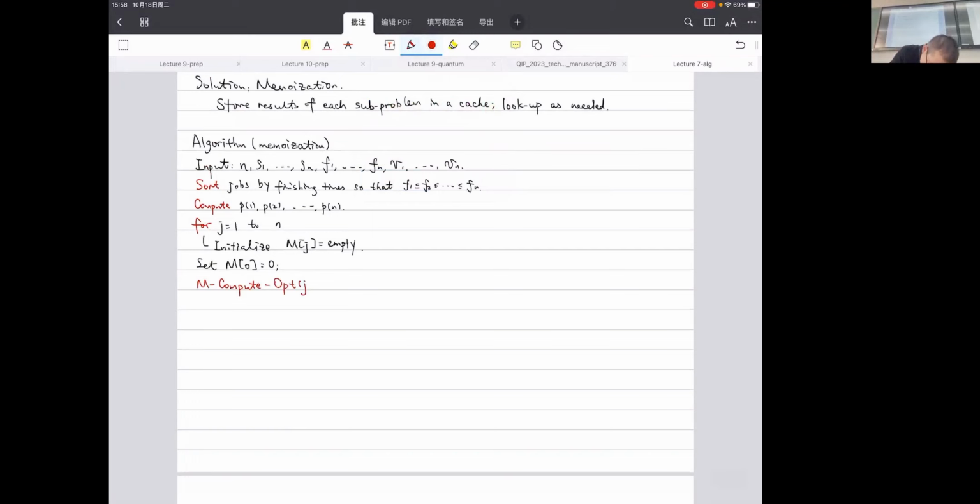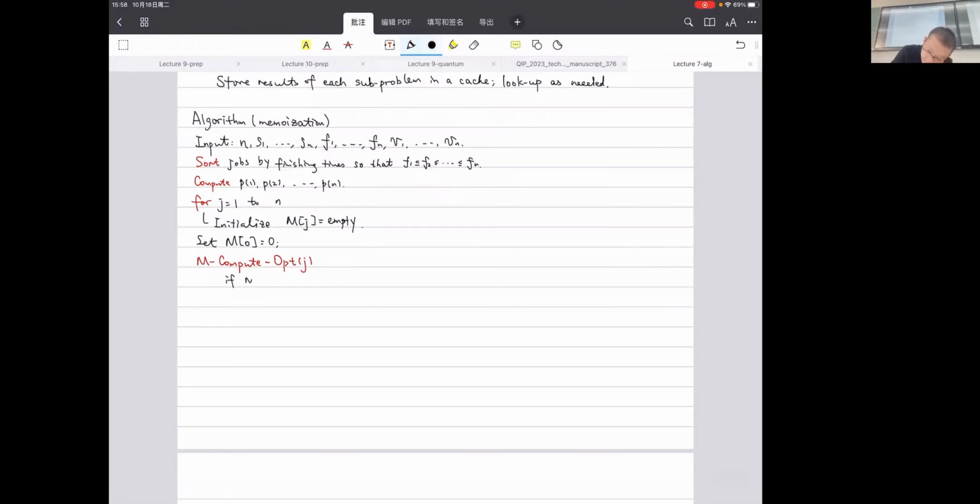So we call this M-Compute-OPT of j, where if Mj is empty, meaning we encounter a case where the entry of the table is empty, you should definitely make the computation. You can call the recursion. That is the situation where we set the value of Mj equal to the max of vj plus M-Compute-OPT of p(j). We definitely need to have some kind of recurrence, but only if needed.